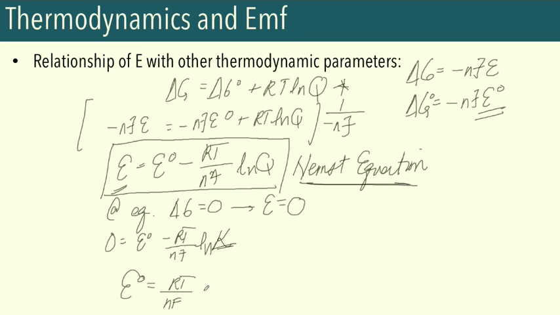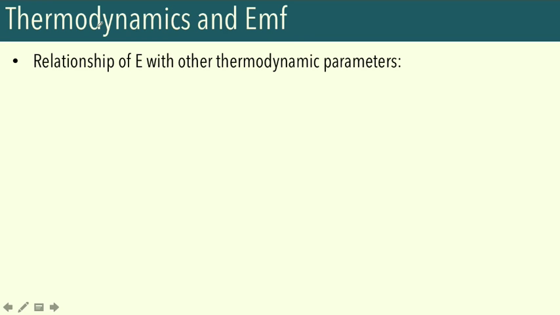All right, so this gives us a relationship again between our standard cell potential and our corresponding equilibrium constant for our system. Okay, so other important thermodynamic parameters include considering what our entropy and our enthalpy of our reaction will be with respect to our cell potential.